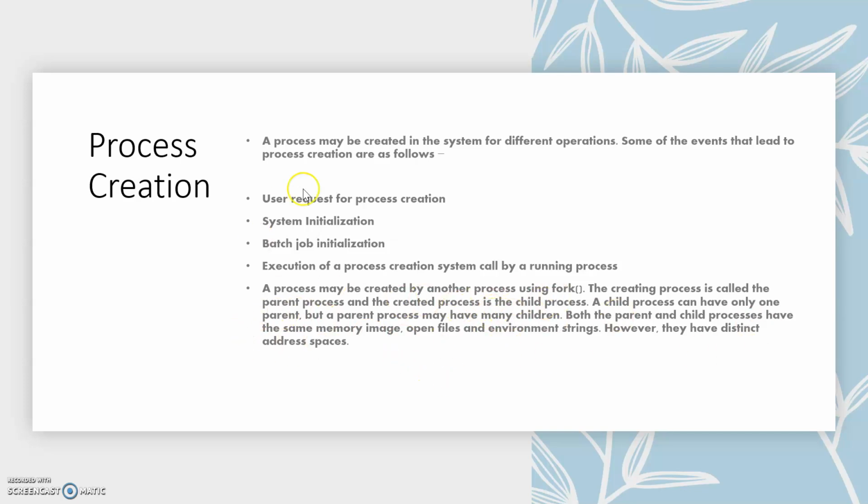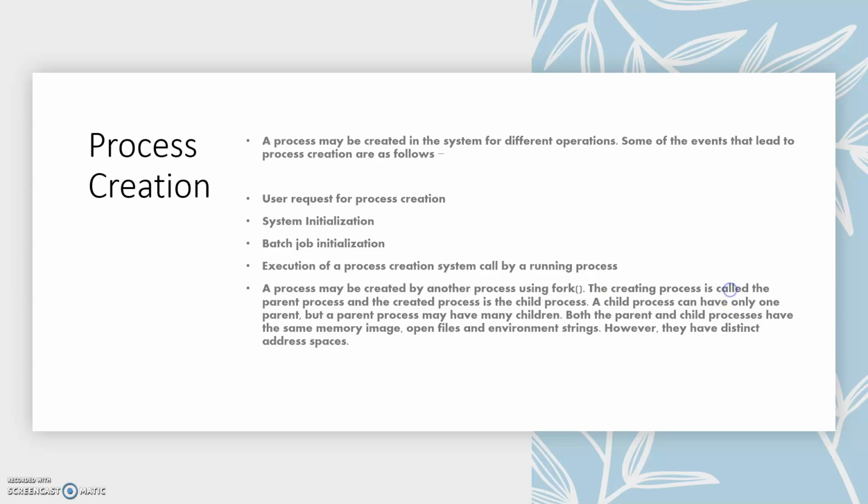Okay, so these are the various ways in which a process gets created, and we have also seen what a parent process is and what a child process is. Okay, and also whenever a parent is creating a child, they will have the same memory image, and they'll also be sharing the environment strings and files. Okay, so there is actually sharing happening between the parent and the child.